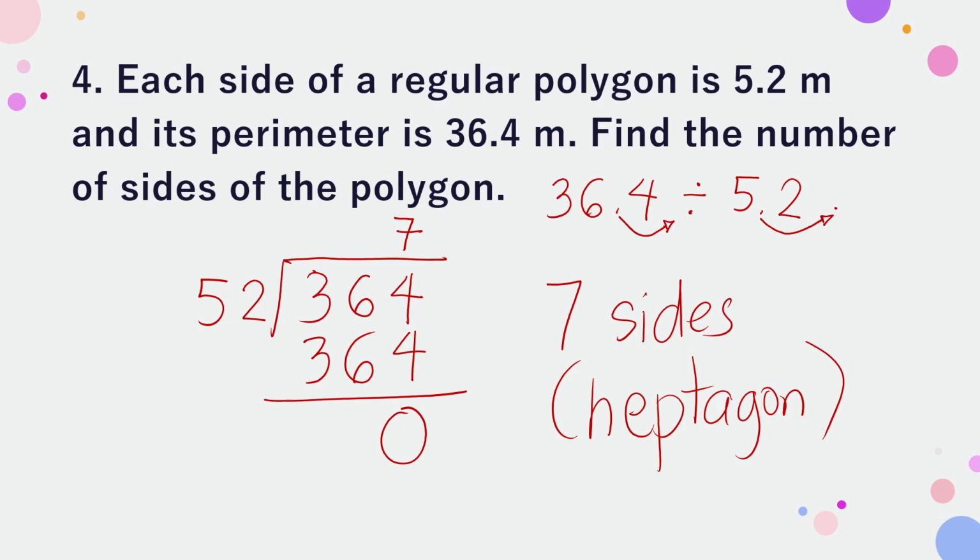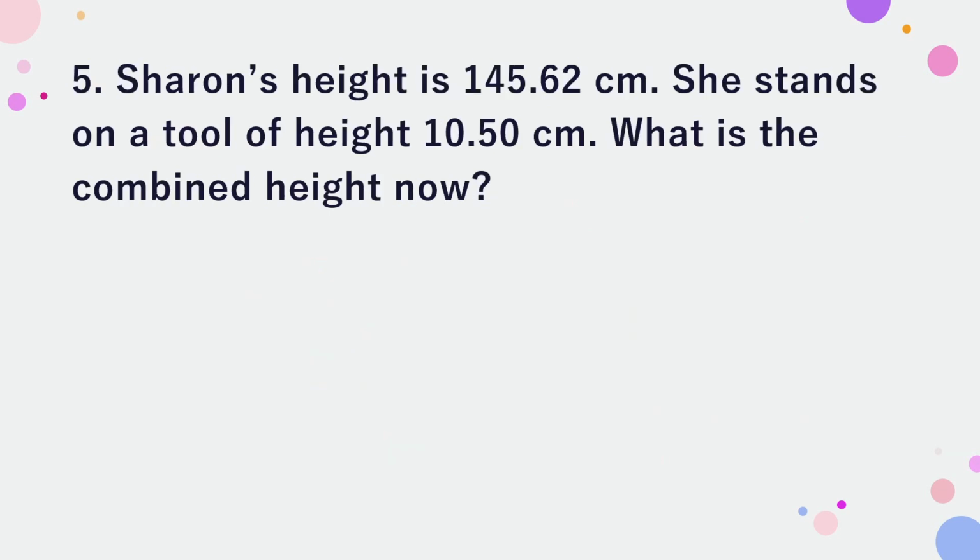Okay, now let's move on to our fifth problem. Sharon's height is 145.62 centimeters. She stands on a stool that is 10.50 centimeters high. What is the combined height now? So what will I do there? Add. That's correct. This is an addition problem.